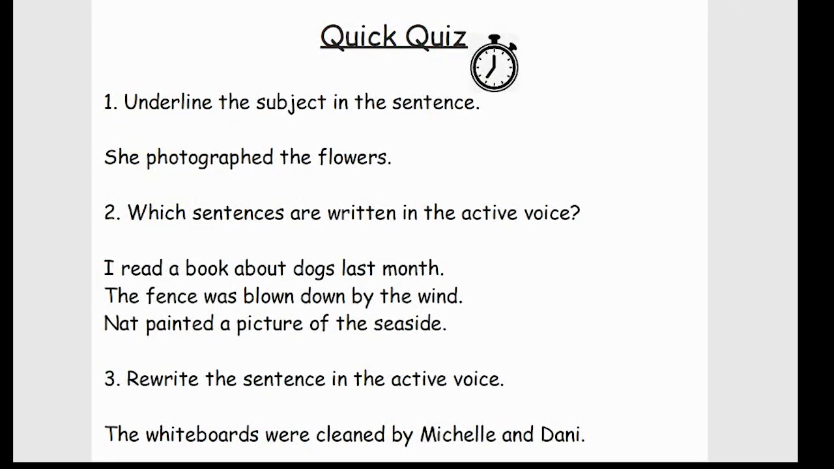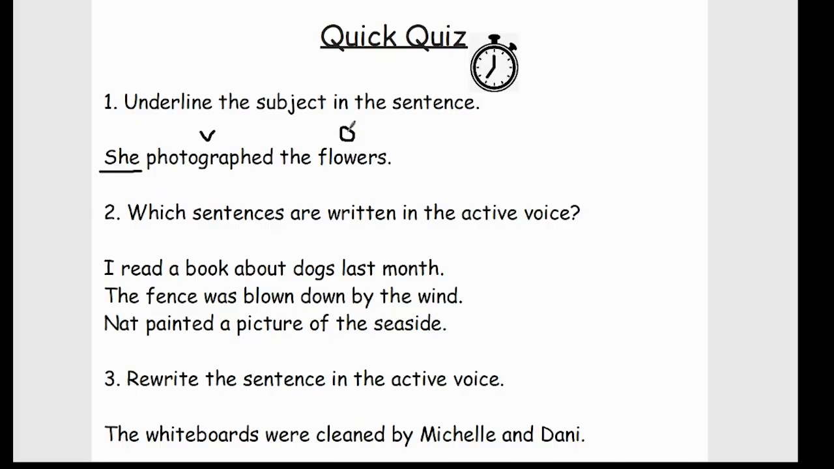Okay, so quick quiz. If you'd like to stop this now and then mark it along with me, we can do. Underline the subject in the sentence: "She photographed the flowers." Well, I would know that "she" is the subject there. "Photographed" is going to be my verb, and then "flowers" is going to be my object.